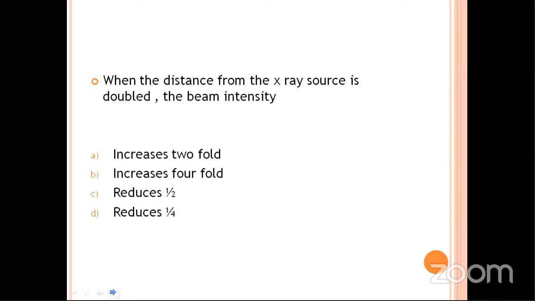So questions pertaining to the techniques. When the distance from the X-ray source, that is, in the IOPA machine the cathode and anode, which is called the X-ray source, is doubled, the beam intensity is increased twofold, increased fourfold, reduces one fourth, or reduces one half. Here the option is D.